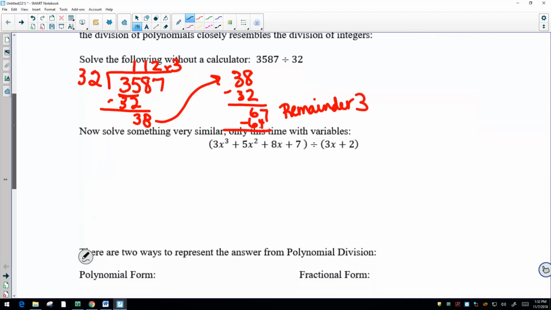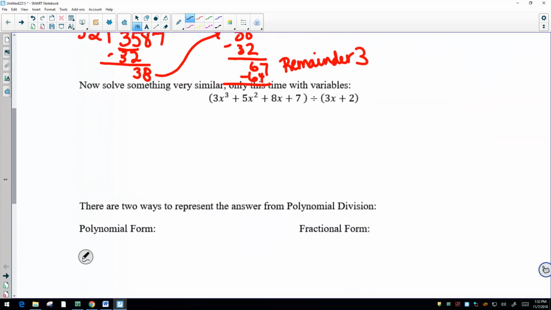Okay, with that in mind, now we're going to do the same thing, but we're going to do it with variables. So you're going to notice all these coefficients are pretty much the same numbers that we had up above. It's just this time we have some variables attached to them. So I have 3x plus 2. It's going to go on the outside. And on the inside, we have 3x cubed plus 5x squared plus 8x plus 7.